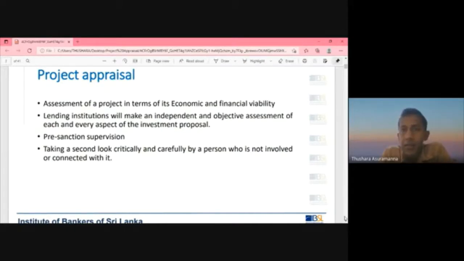So these are some of the fundamentals. These are some of the precursors in project appraisal. Let's see one by one. Assessment of project in terms of economic and financial.